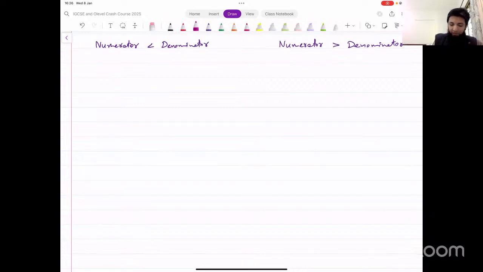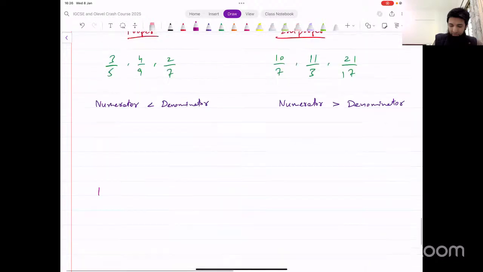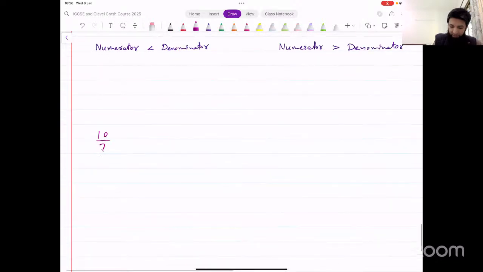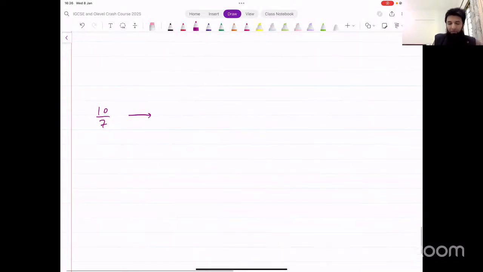Okay. You have an improper fraction like this, 10 over 7. We want to convert it to a mixed fraction. A mixed fraction looks like this: you have a fraction, and then you have another number on the side of it. Okay?